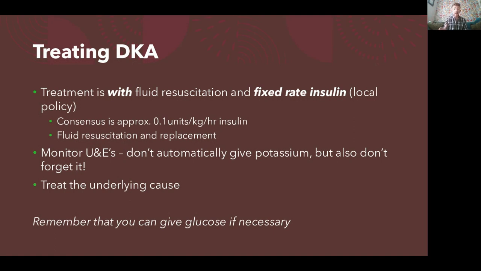Fixed rate insulin at about 1/10 of their body weight per hour. So an 80 kilogram male, about 8 units an hour. Monitor their U&Es. They may well be hypokalemic, they may well be hyperkalemic. So don't automatically give them potassium, check their VBG and make sure that they're not going hypokalemic as you give them their insulin.